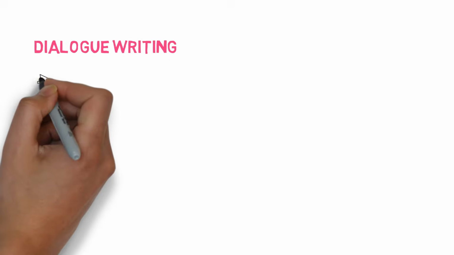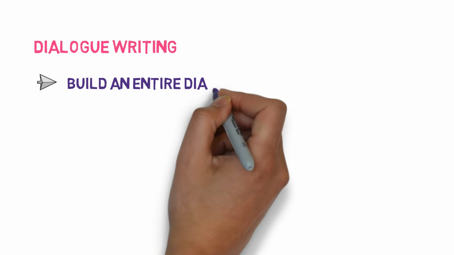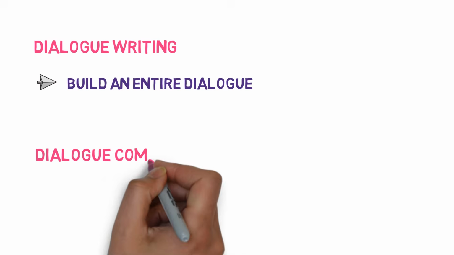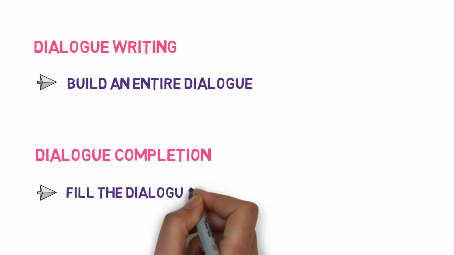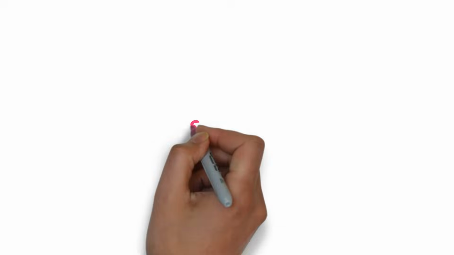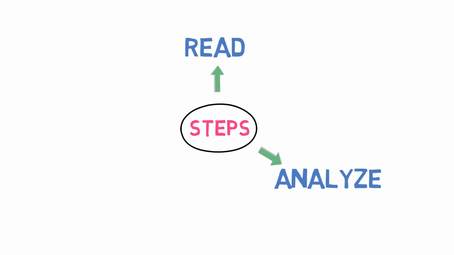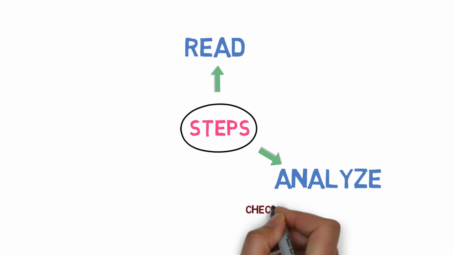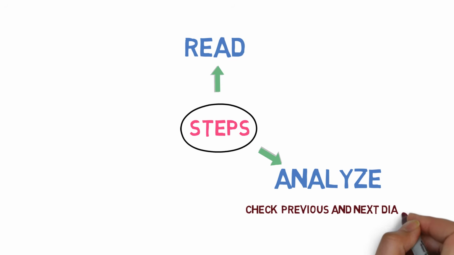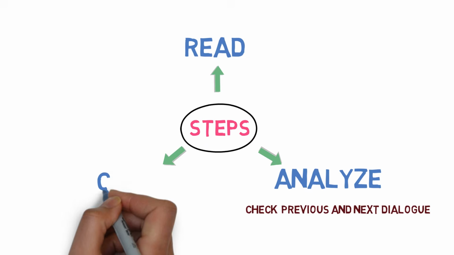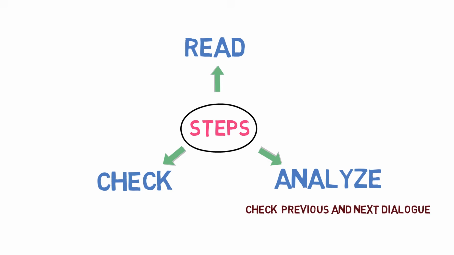In dialogue writing, you have to build an entire dialogue based on your understanding. While in dialogue completion, you have to fill the dialogue which is left empty. Let's look into the steps to complete a dialogue. Number 1, read. Firstly, read the entire conversation once to understand the main idea of the dialogue. Number 2, analyze. Start from the top. Whichever dialogue is incomplete, check the previous and next dialogue to understand its context, and then form the best possible answer. Number 3, check.